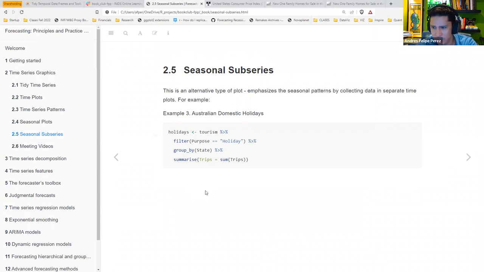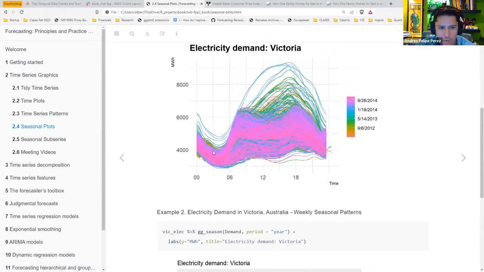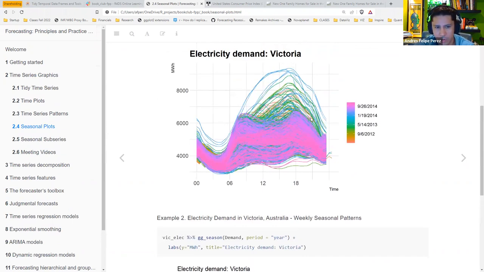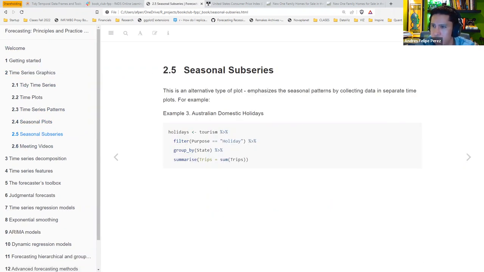Unfortunately this chart didn't render, but I'll show it to you in a minute. The last type of plot that the book discusses is called the seasonal subseries. This is a different type of plot. The only difference is that instead of plotting each one of the subsets, if you want to call them that, on top of the other, it facets them and plots them side by side. So this is what it looks like.